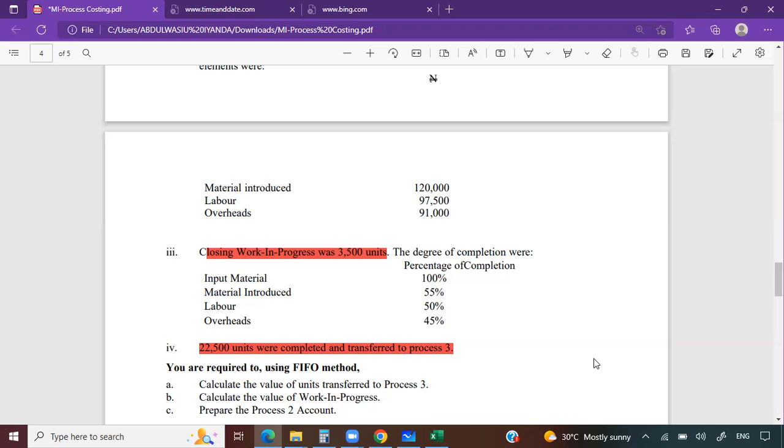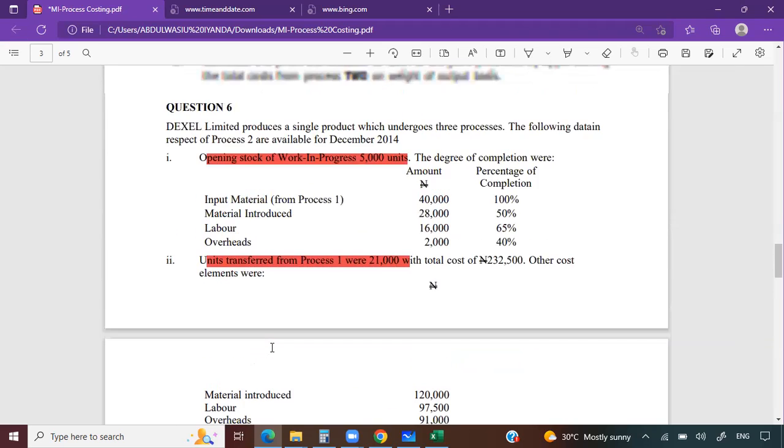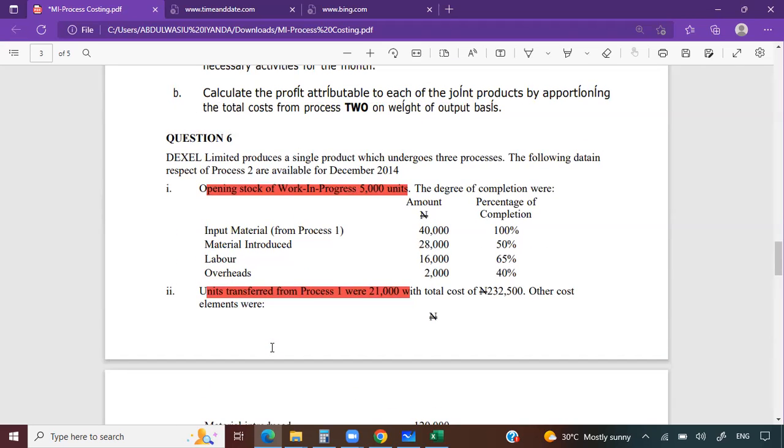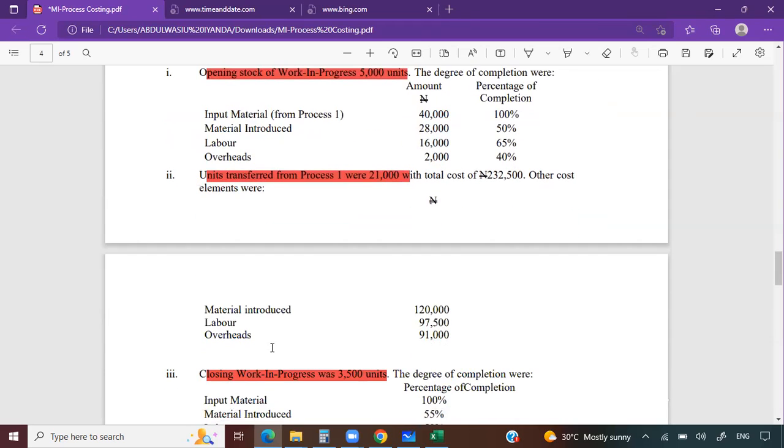What we are asked to do in requirement 1 is to calculate the value of units transferred to process 3. What is the value? The monetary. But look at additional information 4 now. It says 22,500 units were completed and transferred to process 3. That is not the value. That is what we are looking for. I hope everybody understands this. It is what we had with opening work in progress. We are able to complete some, and we close with 3,500 as work in progress.